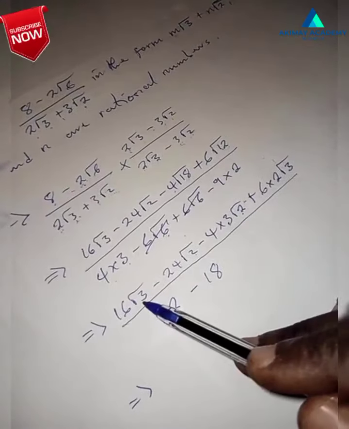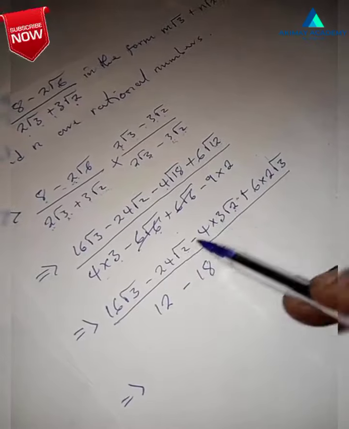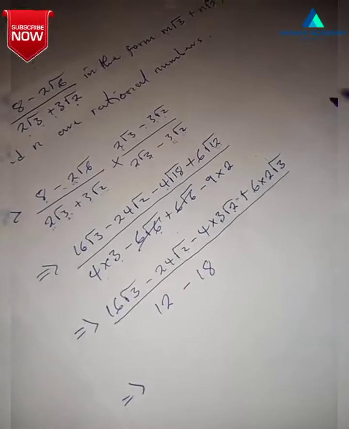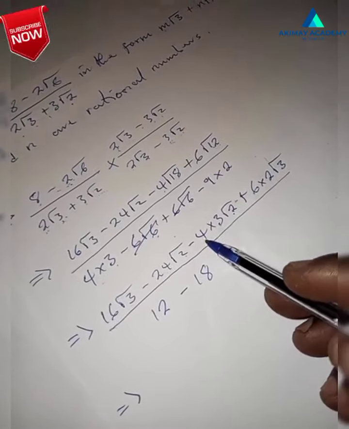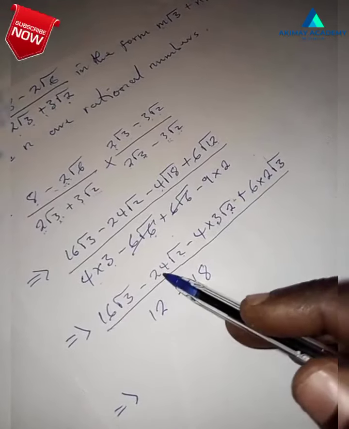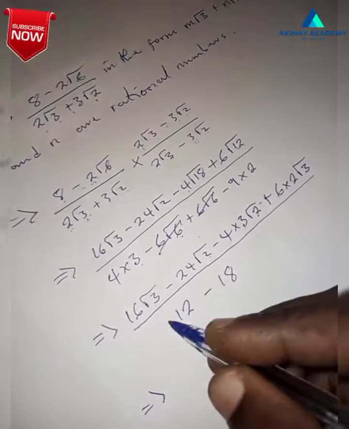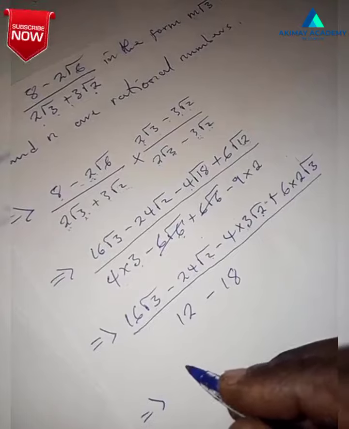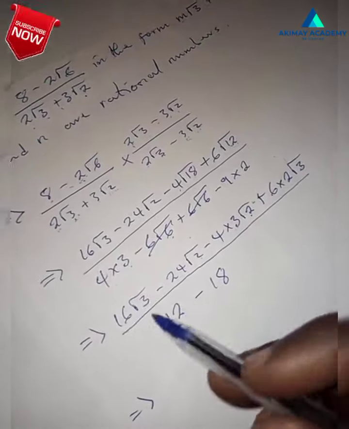Root 3 here, root 3 here, they look similar as well. And therefore, those which are similar can add or subtract. Okay, so you have minus 24 minus 12. 4 times 3 is 12. So minus 24 minus 12. Okay, so let's look at minus. Let's bring this one first. So let's try and finish this one first.